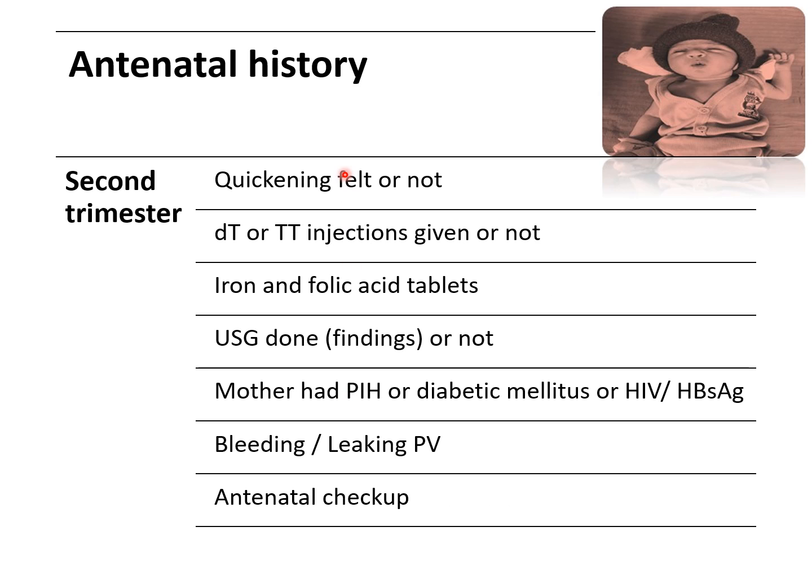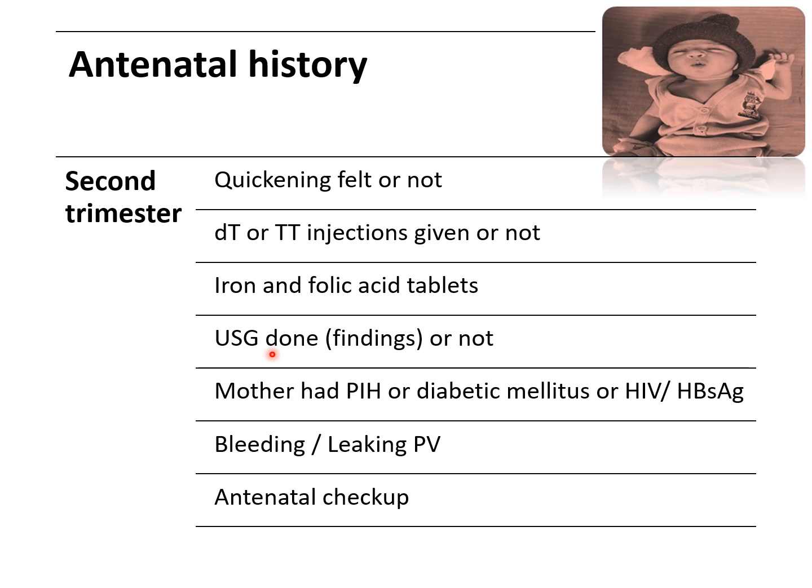In second trimester, we have to ask mother felt the quickening or not, and about the TT injection, at least 2 doses received during the pregnancy. Then iron folic acid tablets were continued. Folic acid tablet ideally should be started 1 month before conceiving and should be continued. And iron should be started in second trimester.